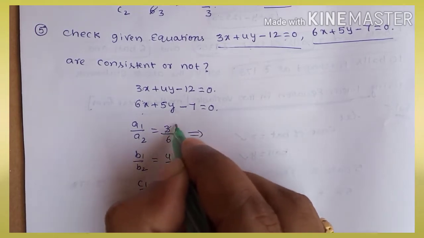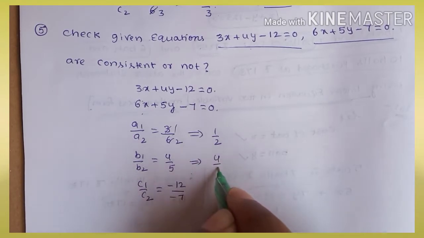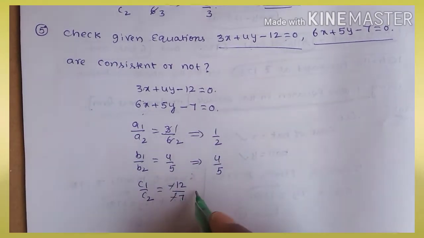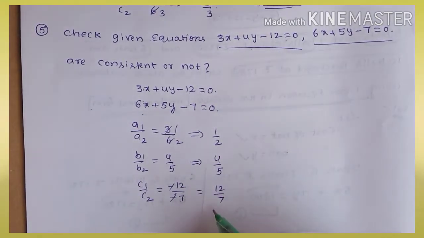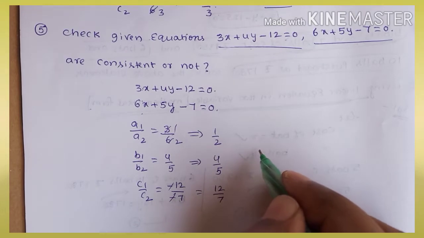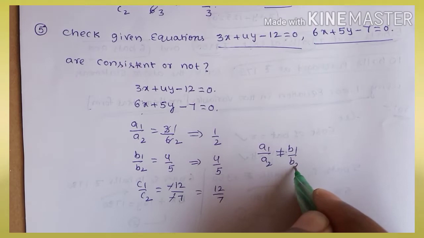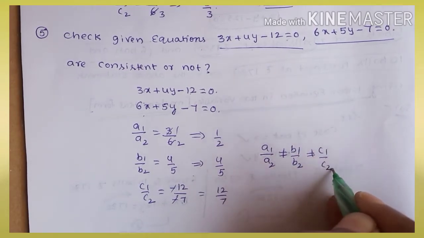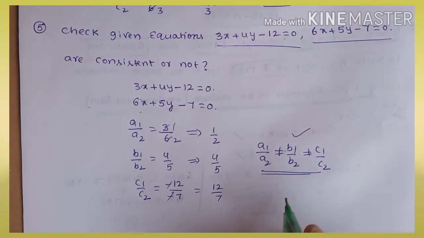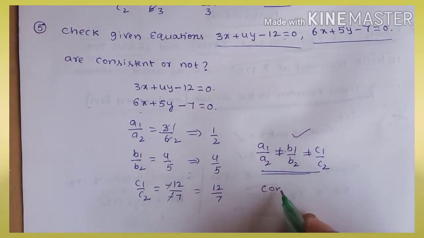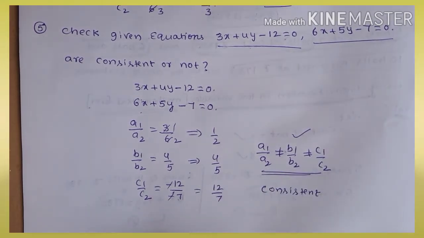Can we simplify? 3 1s are 3, 3 2s are 6, so 1 by 2. Here 4 by 5 is not possible to cancel. Here minus minus cancel, so 12 by 7. Are any values equal? No, nothing is equal. So we can say that A1 by A2 is not equal to B1 by B2 is not equal to C1 by C2. So according to the condition we can say that the given equations are called consistent equations.